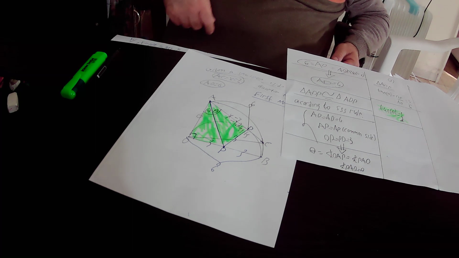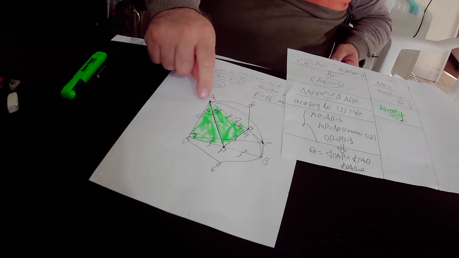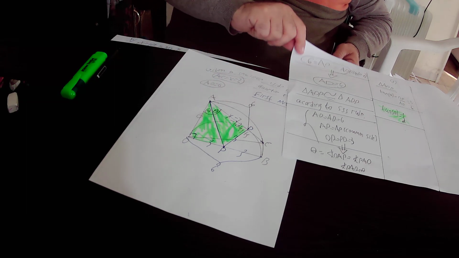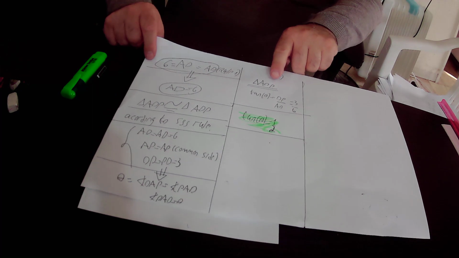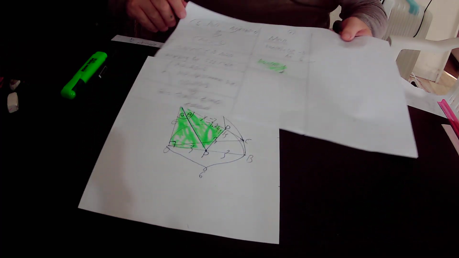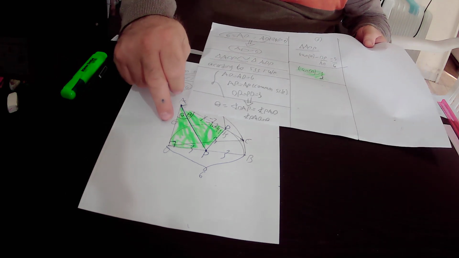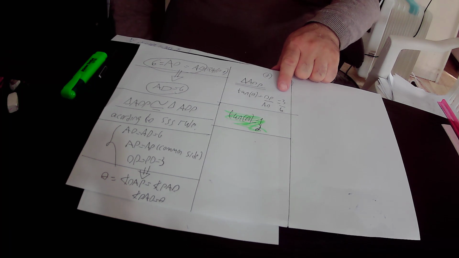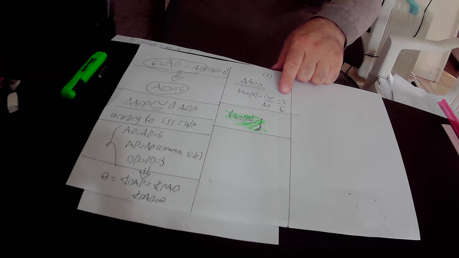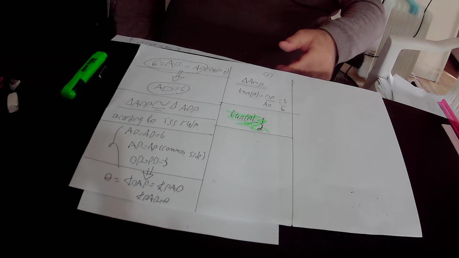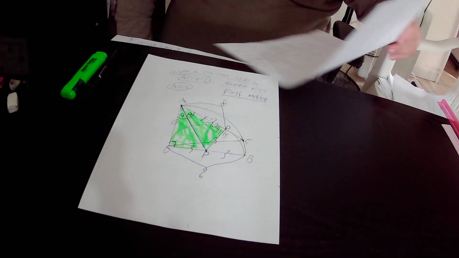And then we focus on the right triangle AOP. In the right triangle OAP, sine theta equals OP over AO. OP equals 3 units, AO equals 6 units, according to what is given in the question. So in conclusion, we found that sine theta equals 3 over 6. That is to say, sine theta equals 1/2.